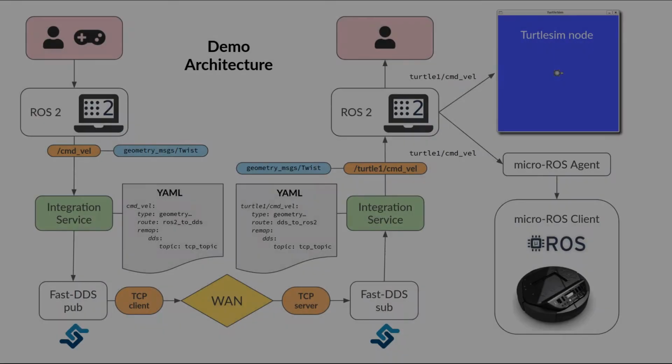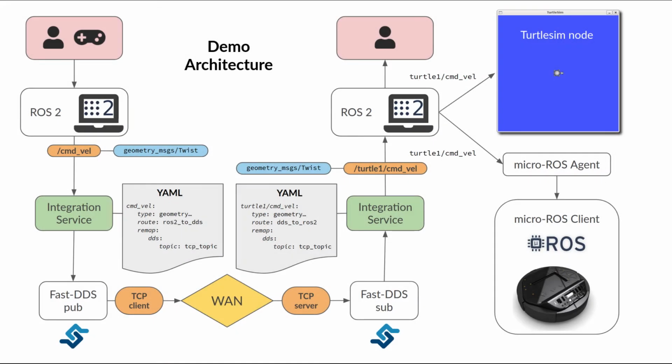In this demo, we are going to show two ROS2 data spaces hosted by two geographically separate local area networks communicating over the internet. In the first data space, we have a ROS2 node publishing a twist type message, while on the receiving side, we have two subscribers in the form of a standard ROS2 node and a micro-ROS node.